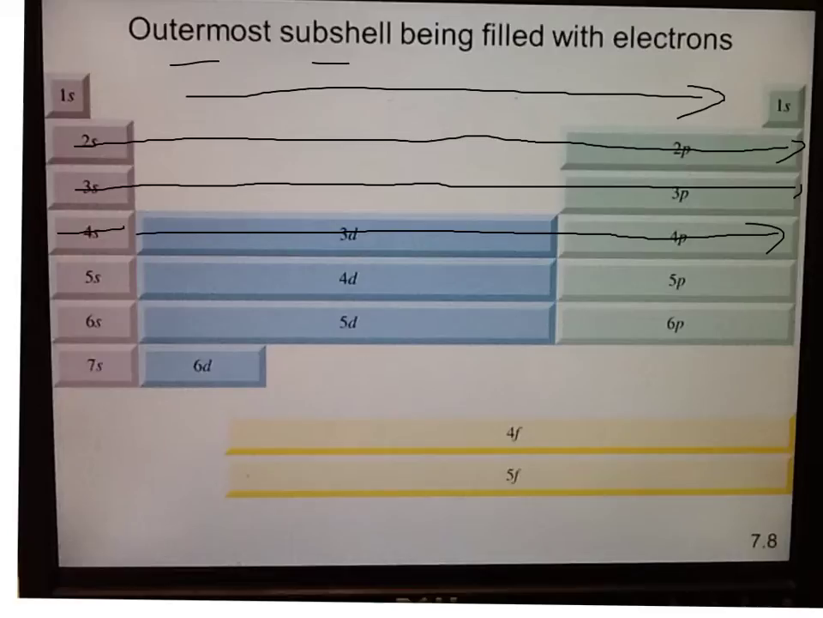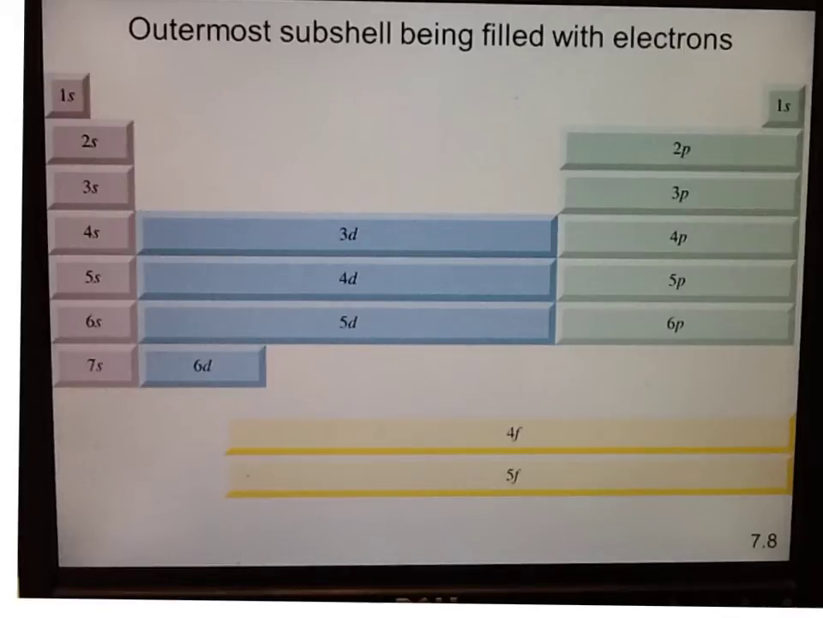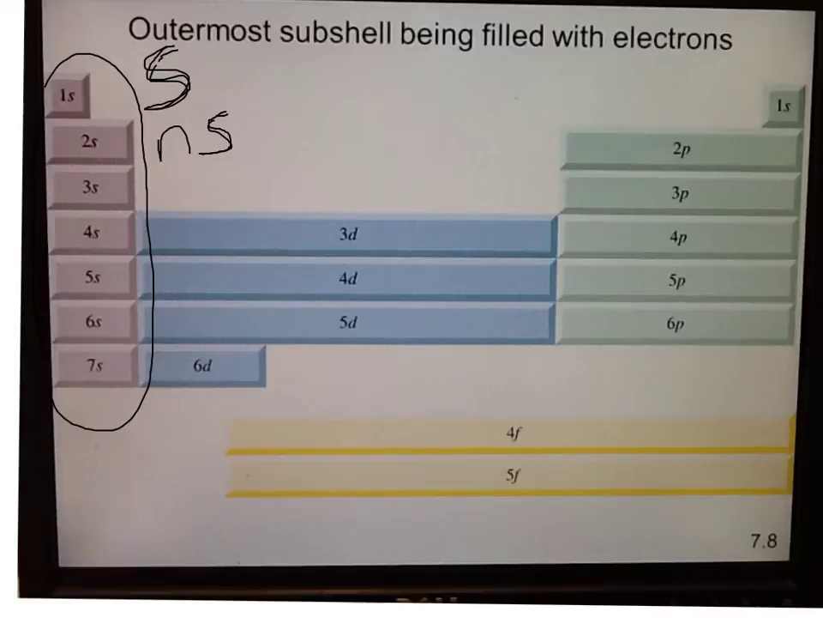So effectively what we have is known as the s block, these elements right here, because they're filling s orbitals. In fact, the s orbitals that they fill we're going to call ns, where n is the principal quantum number associated with whatever period they're in.